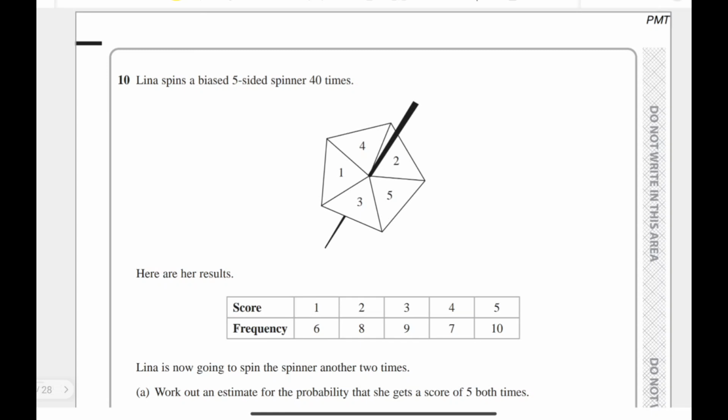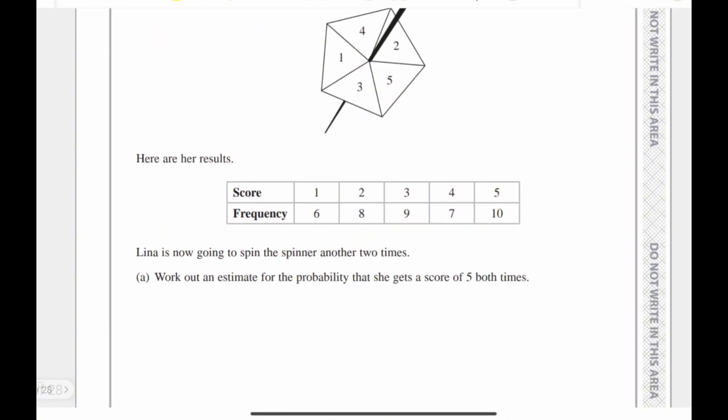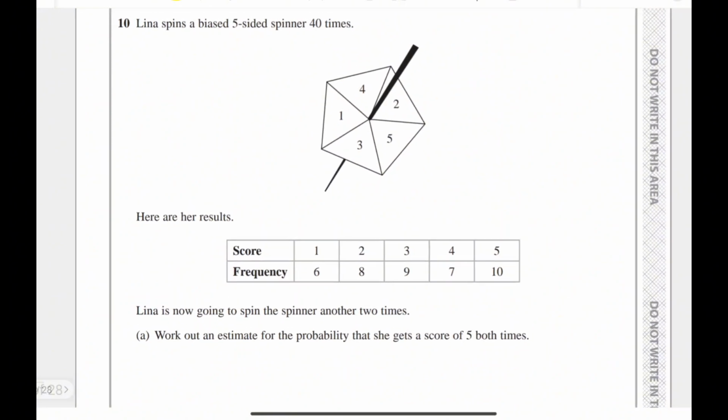Question 10. Lina spins a biased 5-sided spinner 40 times. Here are our results. Okay, Lina is going to spin the spinner another 2 times. Work out an estimate for the probability that she gets a score of 5 both times. So first of all, this is the frequency. So what is the total frequency? The total frequency is 40 times as we are given here.